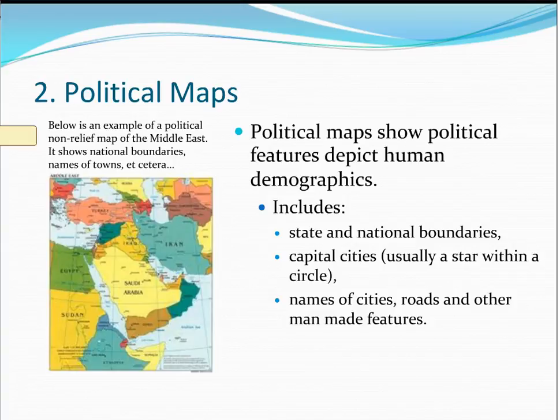Political maps show political features that depict human demographics. And that means state and national boundaries, capital cities, names of cities, roads, and other man-made features. Just remember that these maps depict human demographics. Below is an example in this slide of a political non-relief map of the Middle East. It shows national boundaries, so you know when one country begins and another ends, names of towns and capitals, and things of that nature.